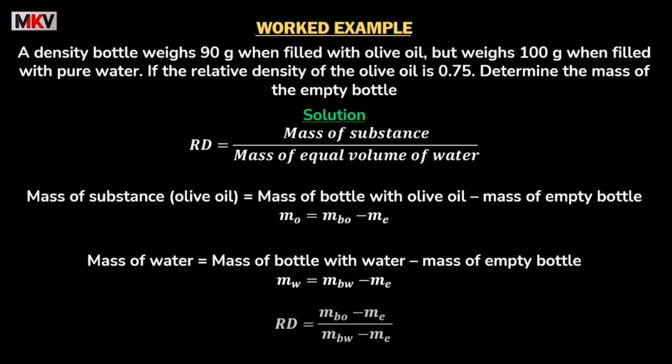Now we substitute them into the main equation, which is mass of substance over mass of equal volume of water. So this is our mass of the substance, and this is our mass of equal volume of water. We substitute MBO minus ME into the numerator, then MBW minus ME into the denominator.